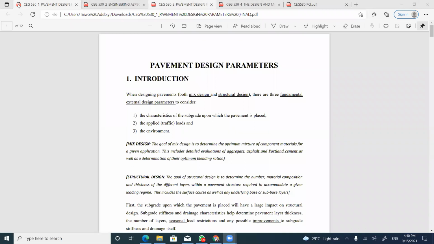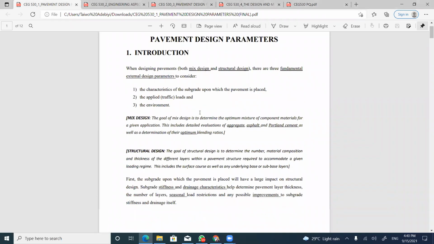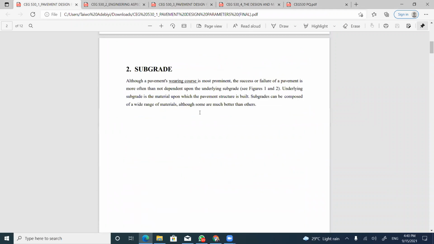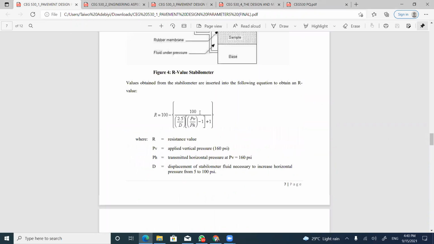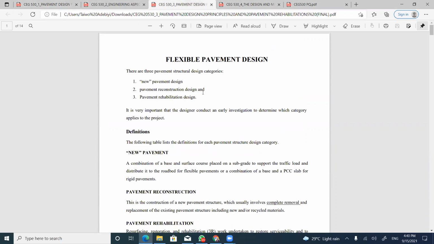All right, so this is lecture 1. Everything in lecture 1, basically from page 1 to 12, you are expected to just skim through for the test.